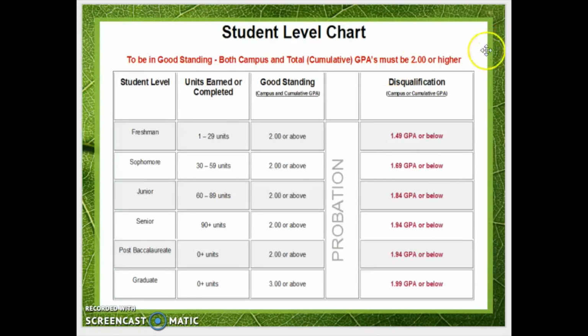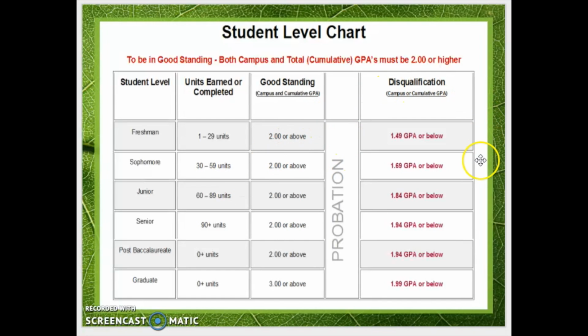So let's say you're a freshman and you are just getting to the 29 units and you ended the semester with a 1.52. So you would not be in disqualification, but however you would be in probation because you're below a 2.0. Now let's say the following semester your GPA went up, but it went up to a 1.69. You would now be considered disqualified because you're now a sophomore and you're in the 30 to 59 unit range. So be sure to take note of your units as well as your GPA and how it affects you probation and disqualification wise.